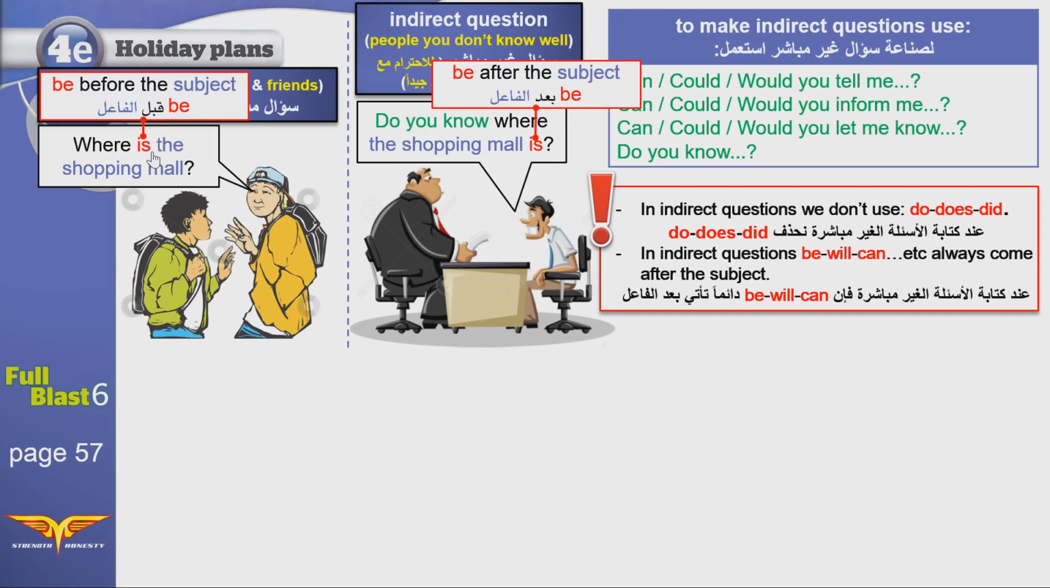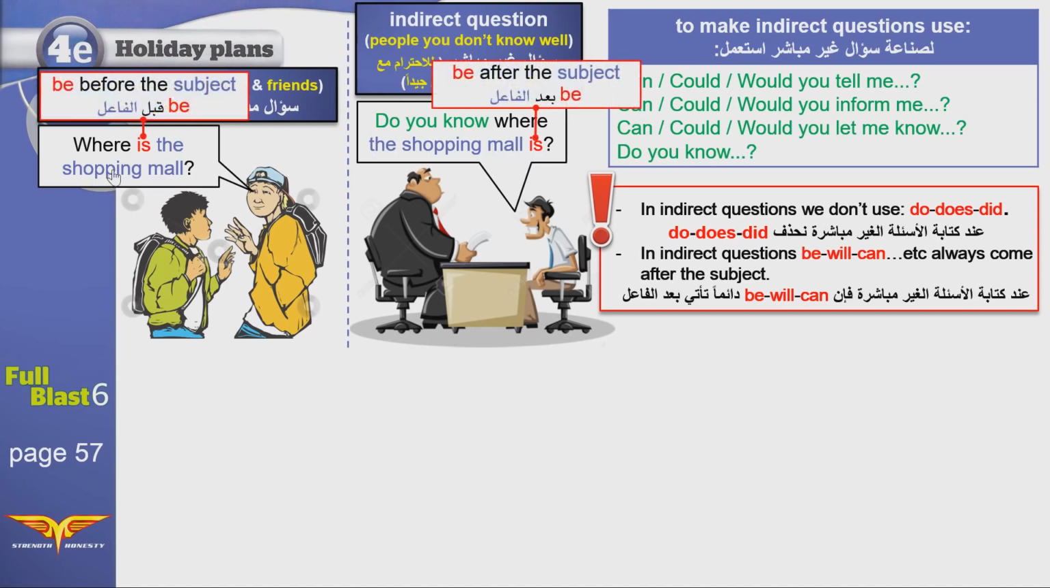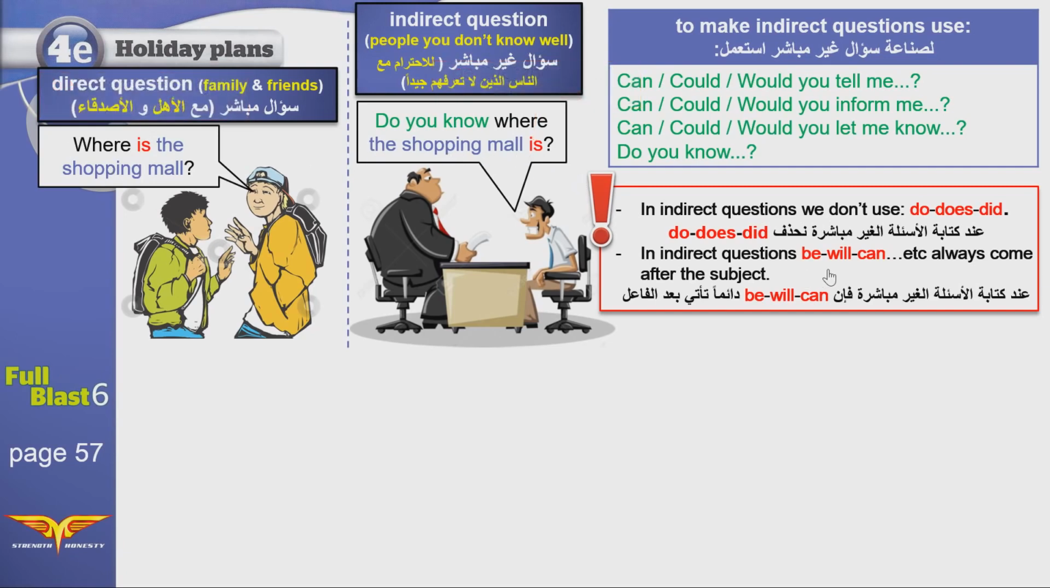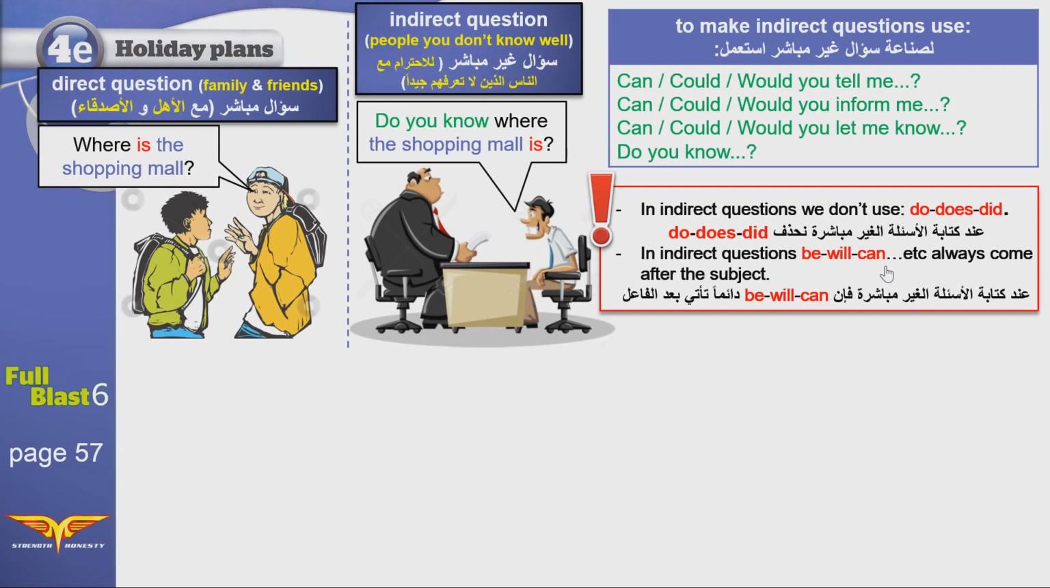Before the subject. Where did it come here? It came after the subject. See? Where is the shopping mall? Where the shopping mall is. Direct question, indirect question. This is very important. Okay? Verb be, will, can, etc. Even would. All of them come after.